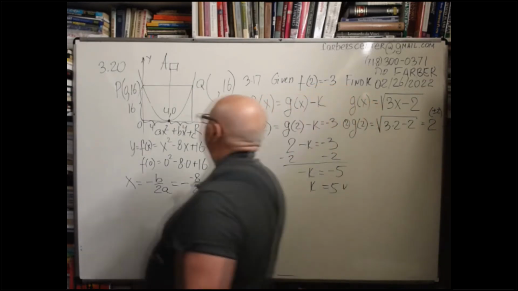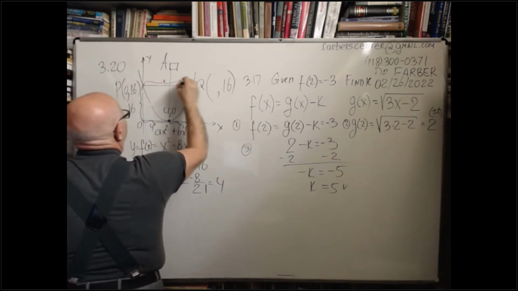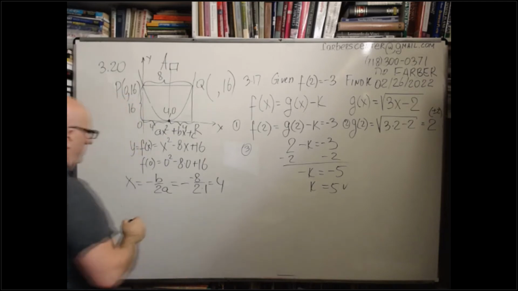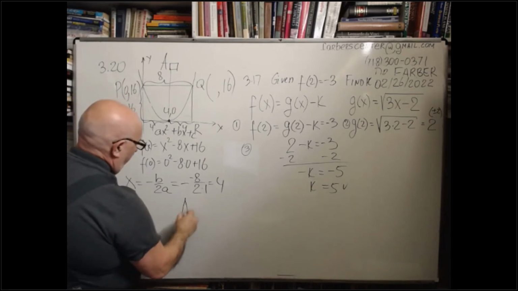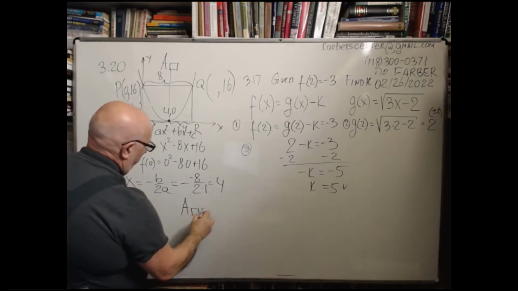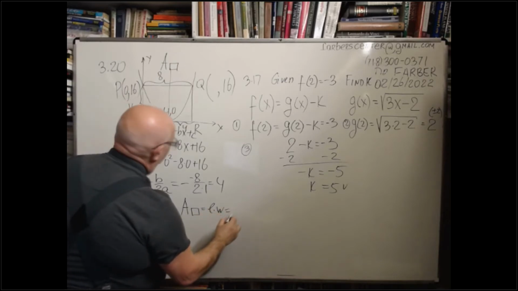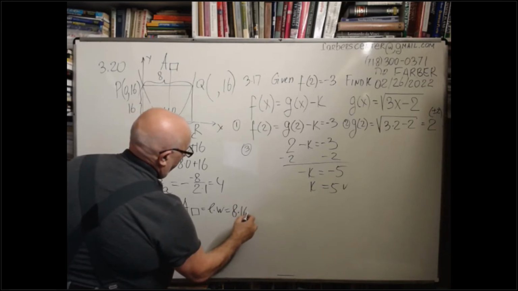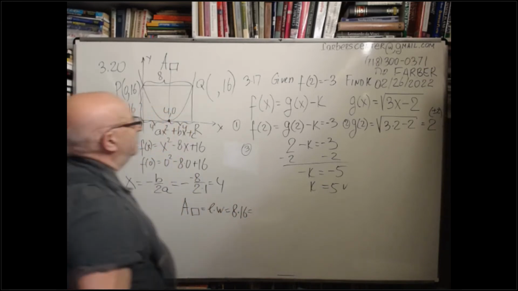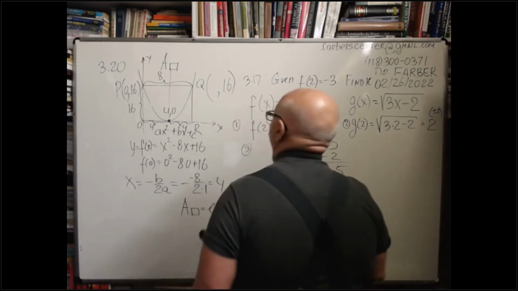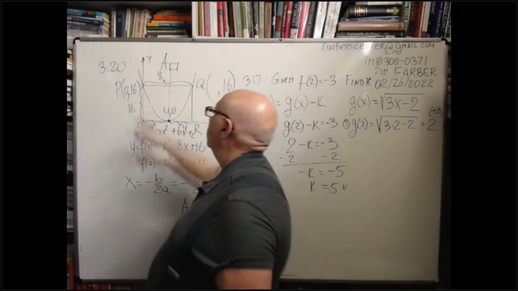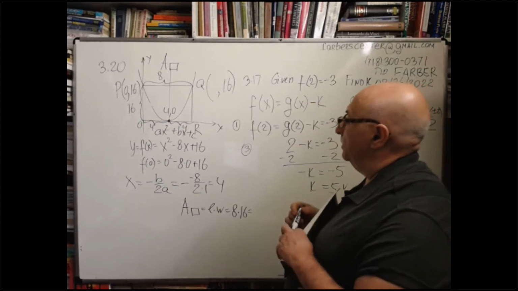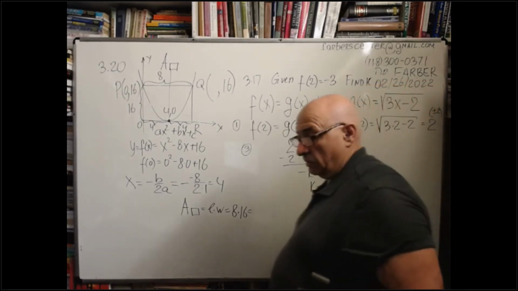So I know the length equals 8 and the width equals 16. So the area of the rectangle equals length times width, or 8 times 16. You can do it another way. If you plug in the coordinate of the point, you can also find the second intersection. But this is probably faster. 320. So far, so good.